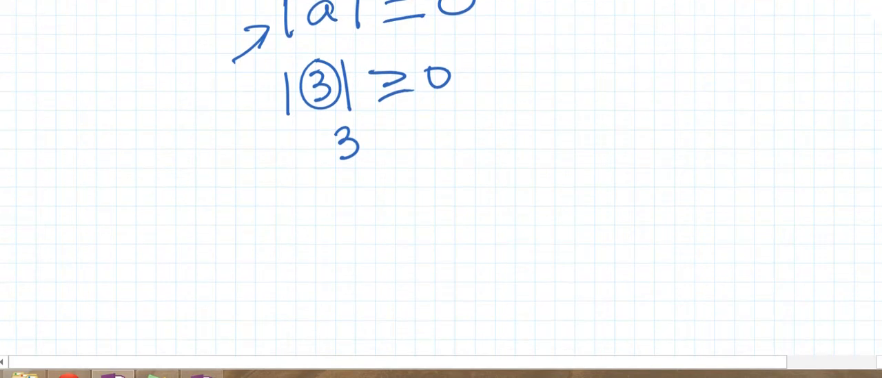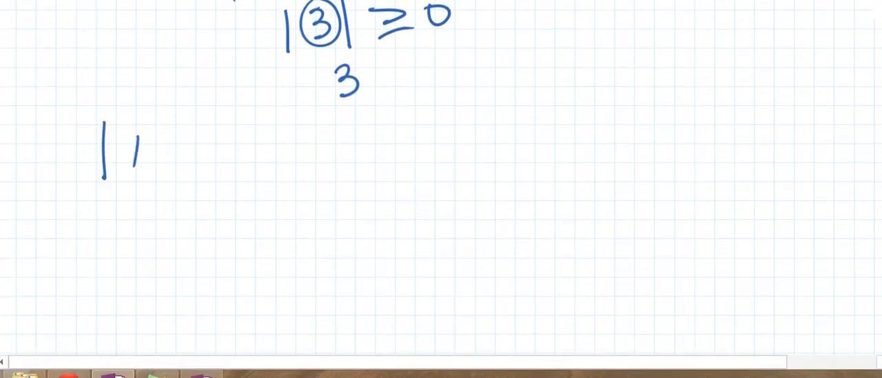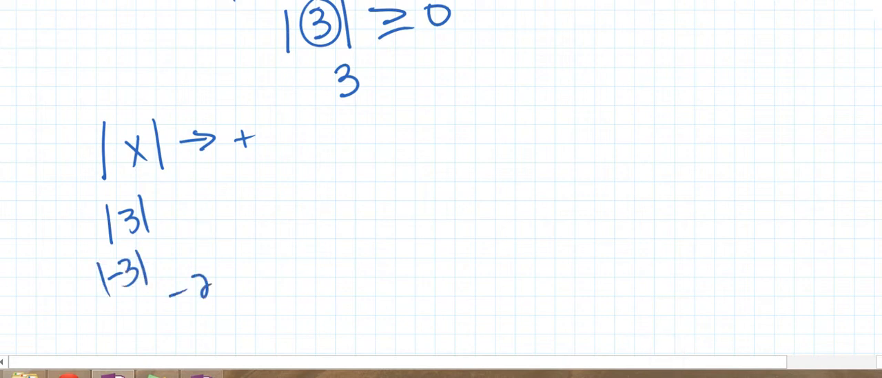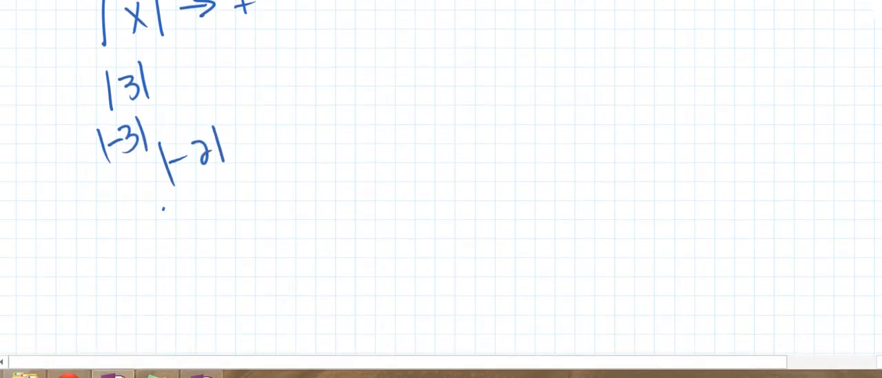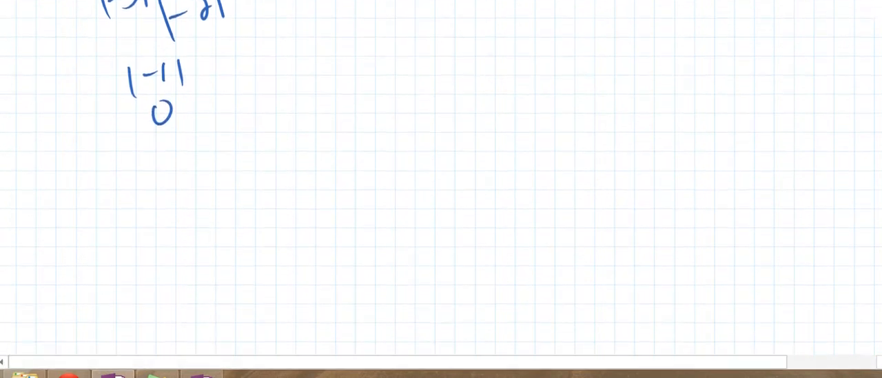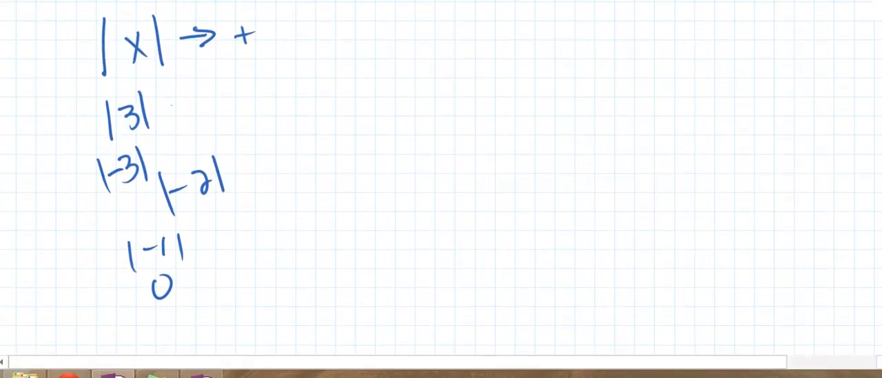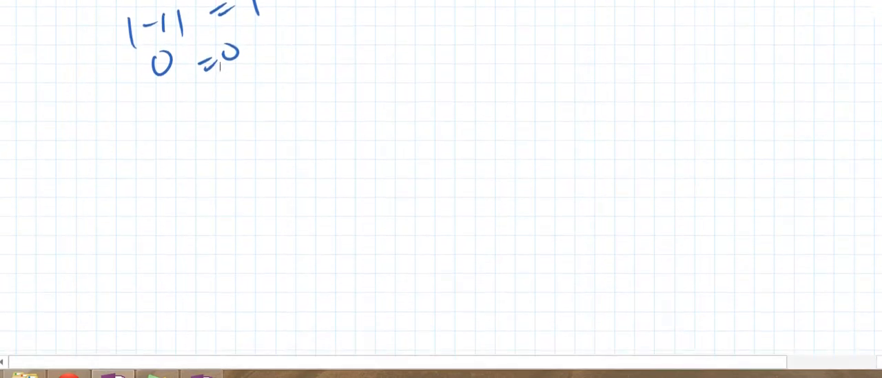In other words, anything placed inside an absolute value is always going to spit out a positive number. You can put in 3, negative 3, negative 2, negative 1, 0, anything, and it's always going to give you a nonnegative number. This is going to give you 3, this is going to give you 3, this gives you 2, this gives you 1, and this gives you 0. Another way of thinking of absolute value is as distance.